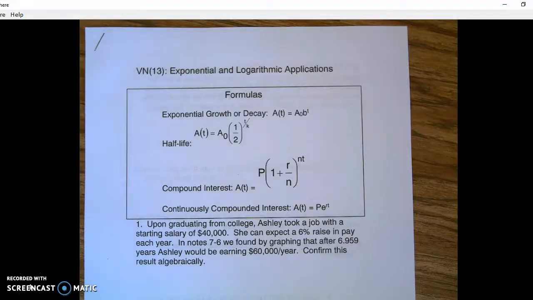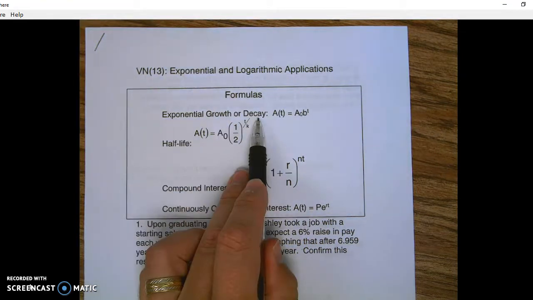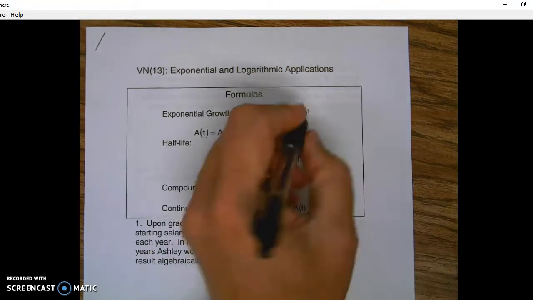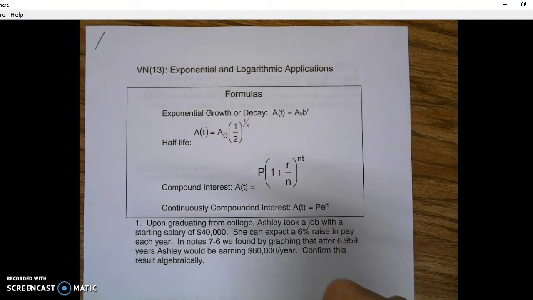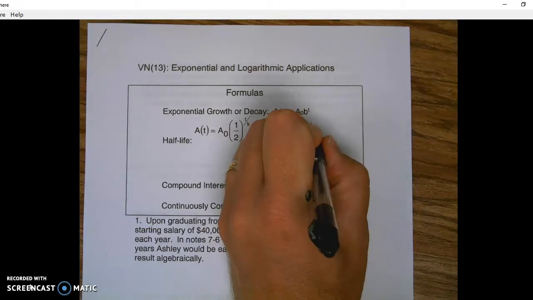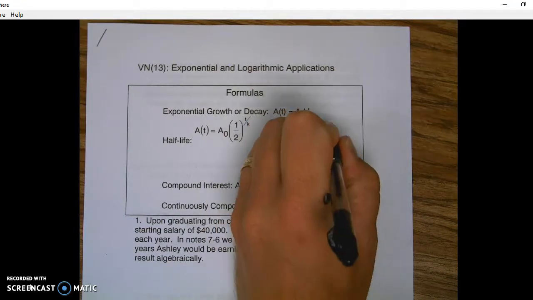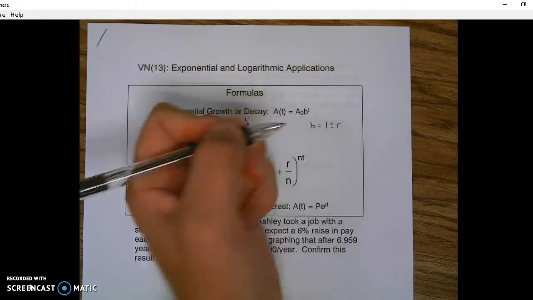Okay, we're back to exponential and logarithmic applications. We should be familiar with these formulas by now. We have our growth or decay formula here. Don't forget, with this formula, to determine the base, remember that it's going to be 1 plus or minus the rate.